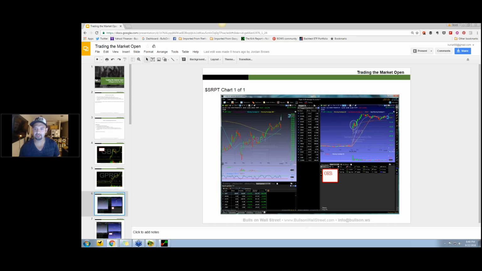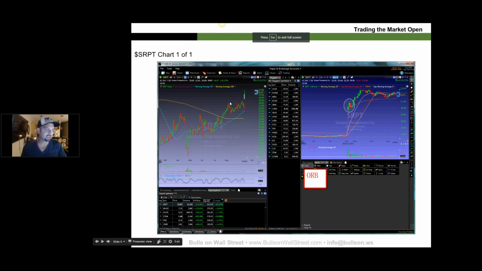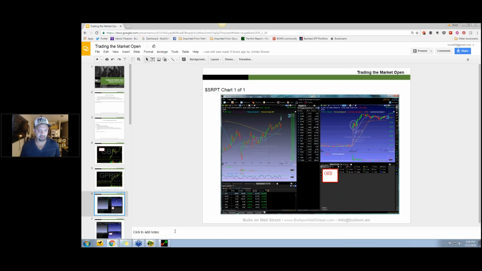So this is SRPT the other day. This was a trade that was sweet. The stock gapped up out of resistance. It's breaking out the highs over here. Stock float is at 42 million. This stock has a history of going on runs.